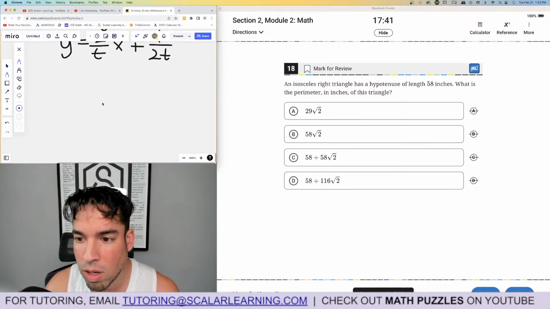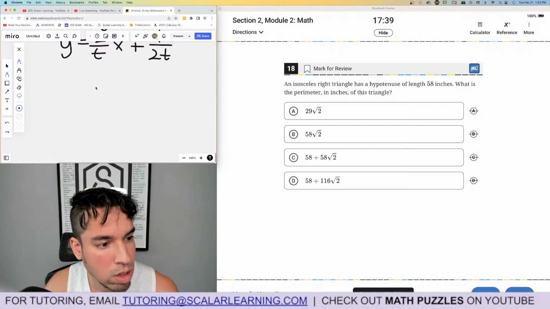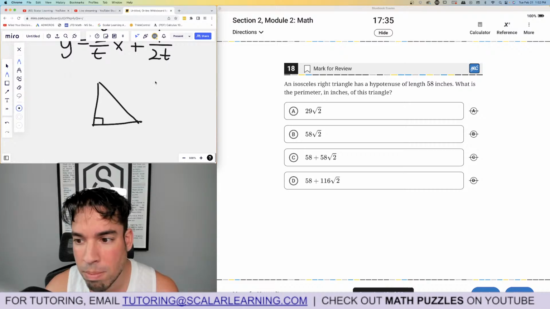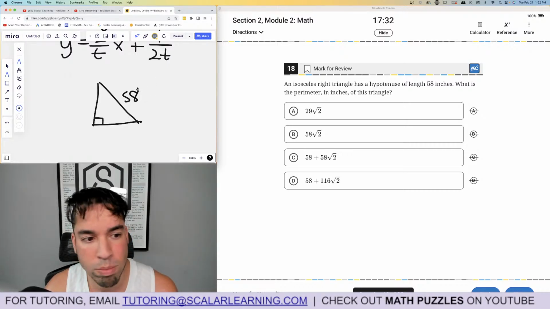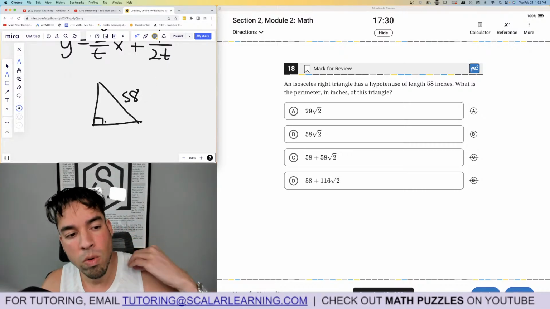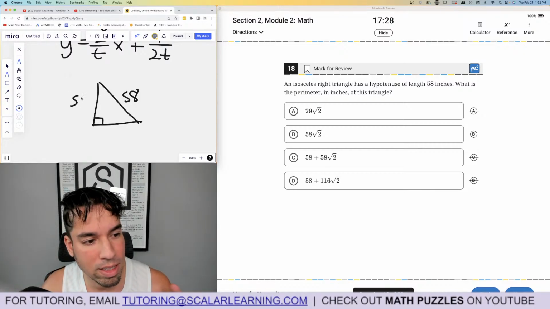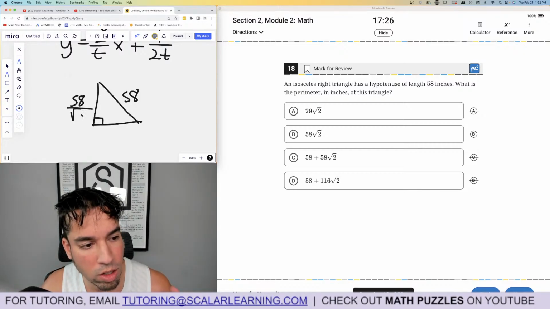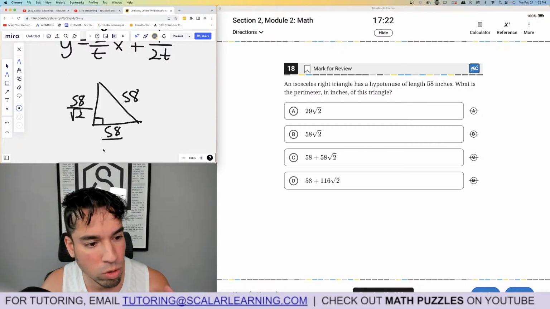This is an isosceles right triangle. Okay, isosceles right triangle. Has a hypotenuse length of 58. What is the perimeter in inches? So going backwards, usually to go from an isosceles right, you take these sides, you multiply by rad 2. To go backwards, you divide by rad 2.